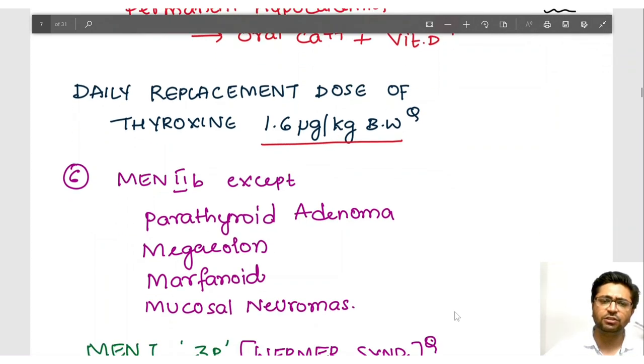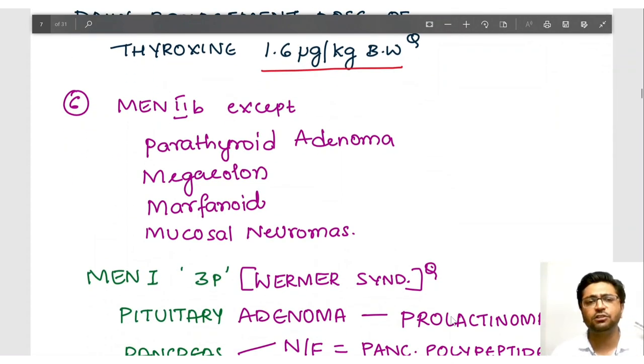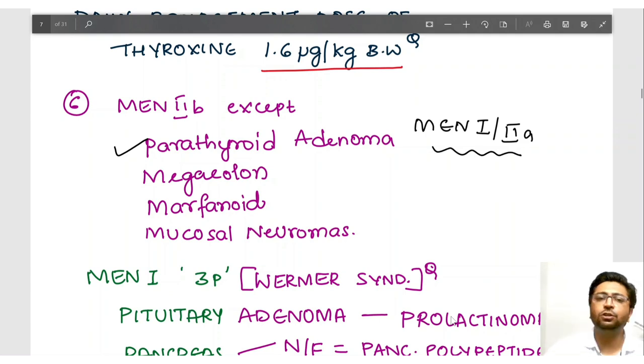The next question which was asked was, all of the following are features of MEN except: is it parathyroid adenoma, megacolon, marfanoid features or mucosal neuromas? The answer is parathyroid adenoma, because parathyroid adenoma is seen in MEN1 and MEN2A but not in MEN2B. So let's try and understand what is MEN1, MEN2A, MEN2B and MEN4.